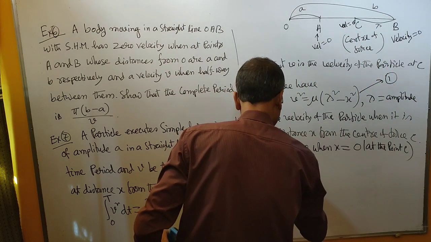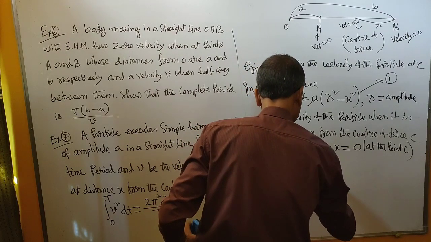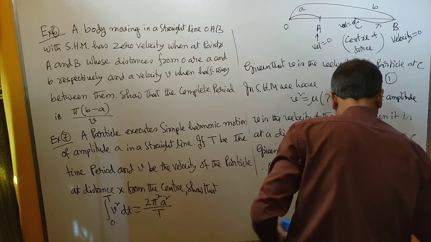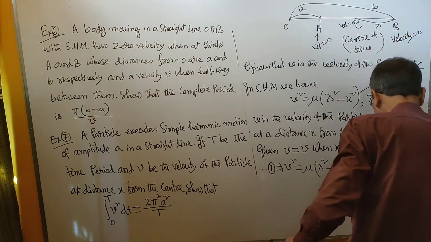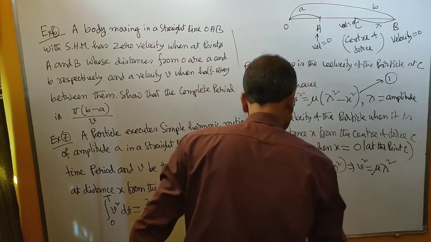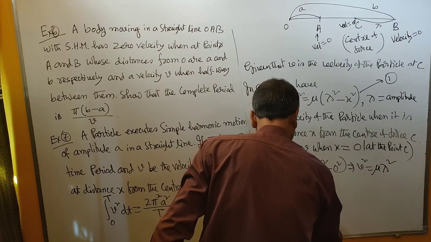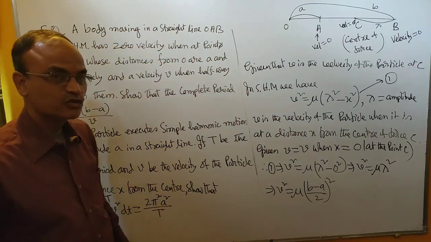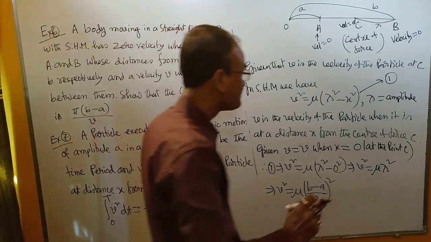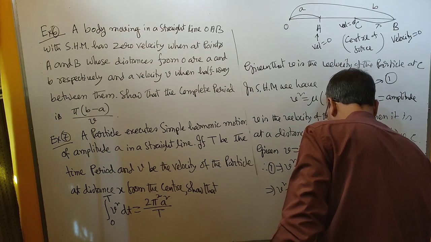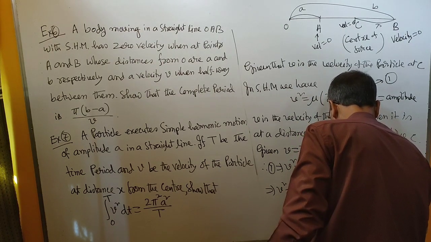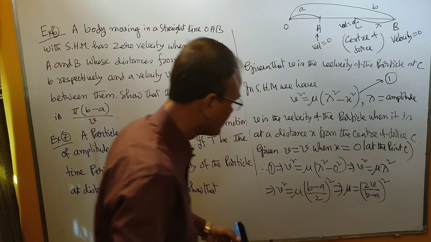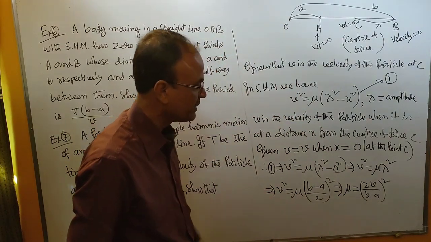you will get V square equal to mu into lambda square minus 0 square. This means V square equal to mu into lambda square. Lambda means B minus A divided by 2, whole square, since the amplitude of motion is B minus A divided by 2. This means that mu equals twice V divided by B minus A, whole square.